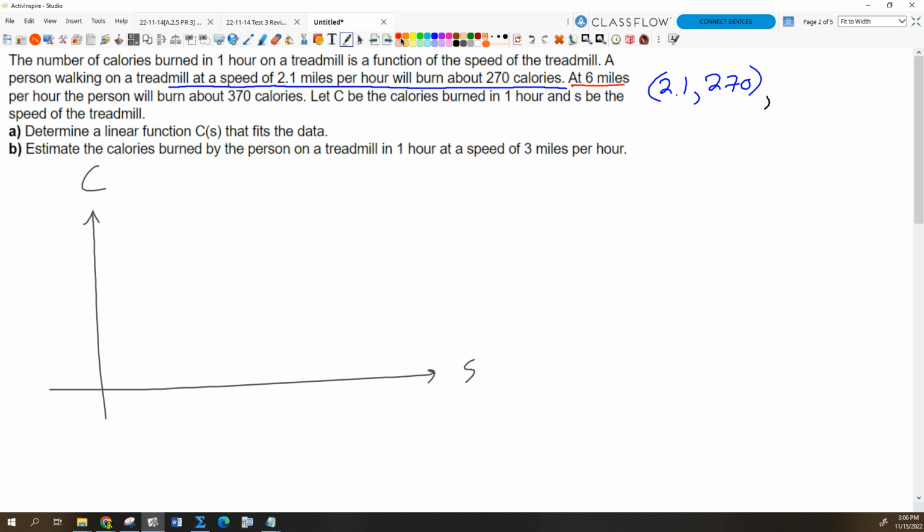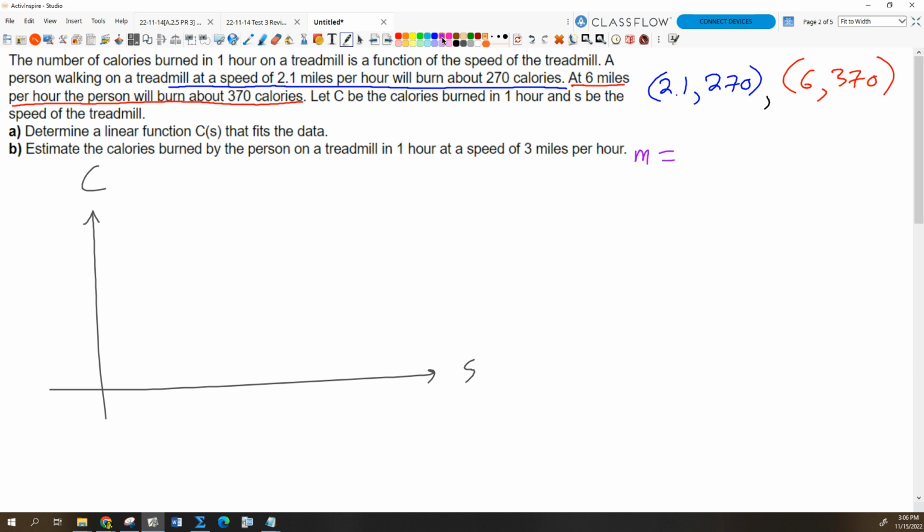How about this information? At 6 miles per hour, the person will burn about 370 calories. Another ordered pair where the input is 6, the output is 370. Okay, so now we just got to think about how would we come up with the equation of a line if I have two ordered pairs? We got to calculate a slope, right? So let's do that. Let's calculate a slope.